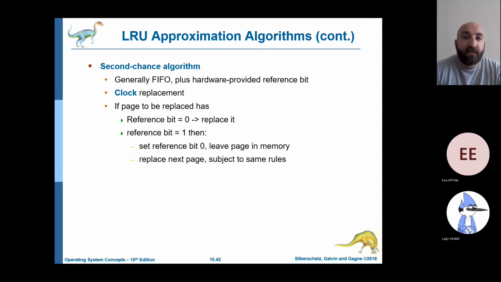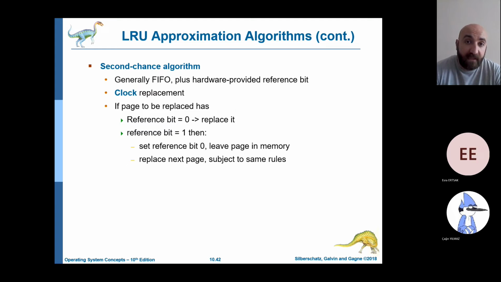The number of bits of history included in the shift register can be varied, of course, and is selected depending on the hardware available to make the updating as fast as possible. In the extreme case, the number can be reduced to 0, leaving only the reference bit itself. This algorithm is called the second chance page replacement algorithm. The basic algorithm of second chance replacement is actually the first in, first out replacement algorithm.